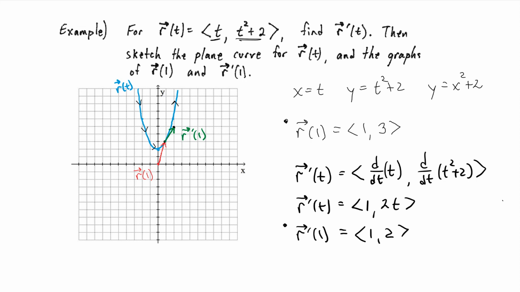But to get it, you got to think about it a little bit. You need the terminal point of the original function evaluated at 1, so you know where to start drawing the derivative vector. Then the output of the derivative at 1 is how you move, starting up here, to get the terminal point of that derivative vector. So we went right 1, up 2.